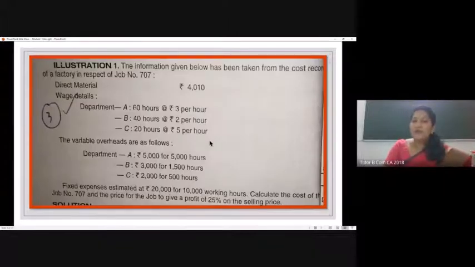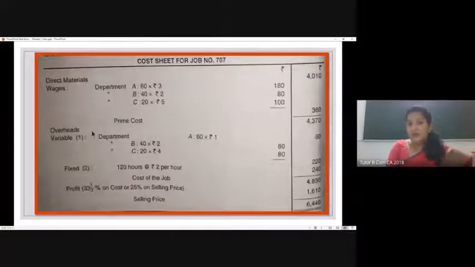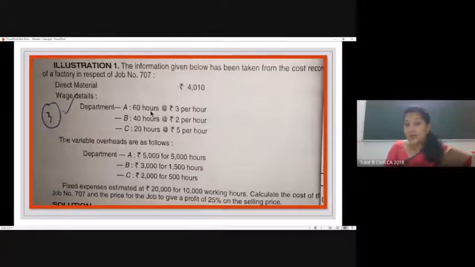The same working will be done for department B. Here we know that the per hour rate would be 2. Why? Because they have given the total as 3,000 and the hours, for our computation, are 1,500. So 3,000 by 1,500, so 2 would be the rate. That's why we have done 40 into 2. Now, how did we get 40? 40 is nothing but the total hours worked by department B for this particular job, that is 707.